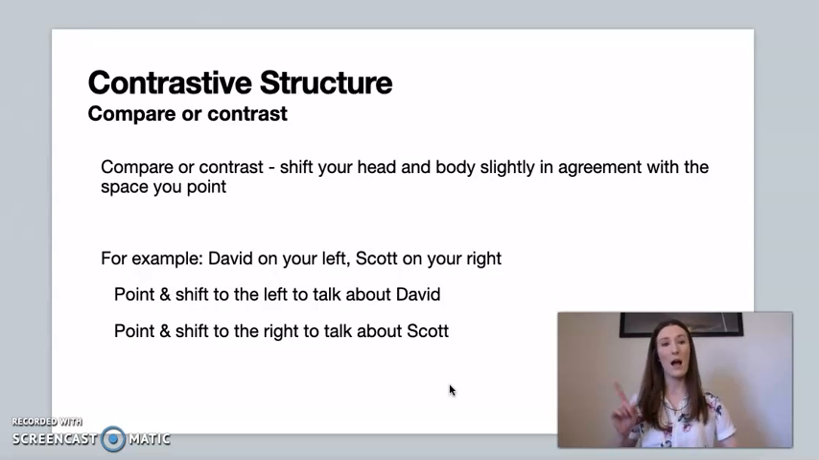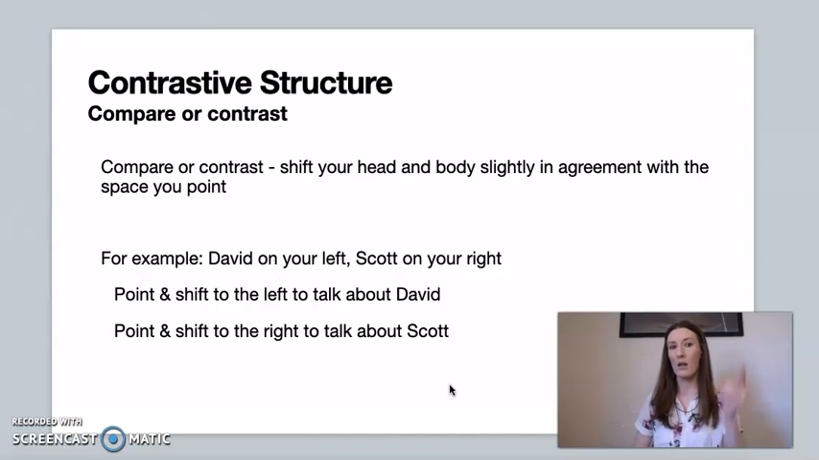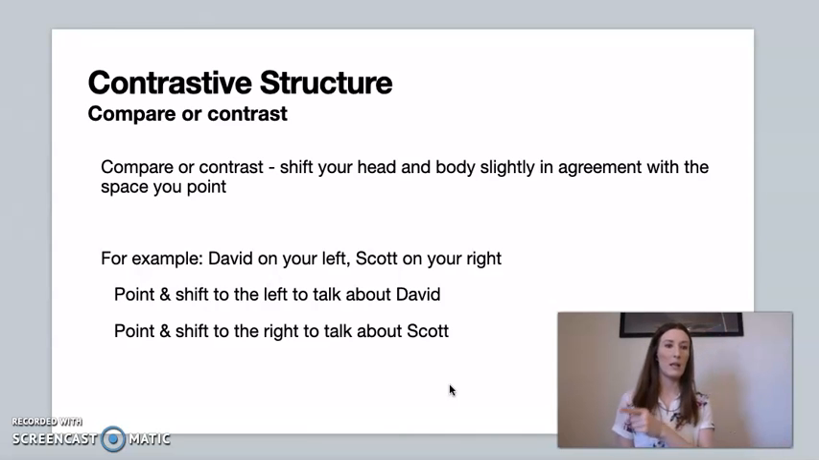Now, notice, I am not using my non-dominant hand to point to my left to talk about David. My arm is crossing over my body and leaning by him. He short. He hair brown, he red hair. You point and you do a little lean.